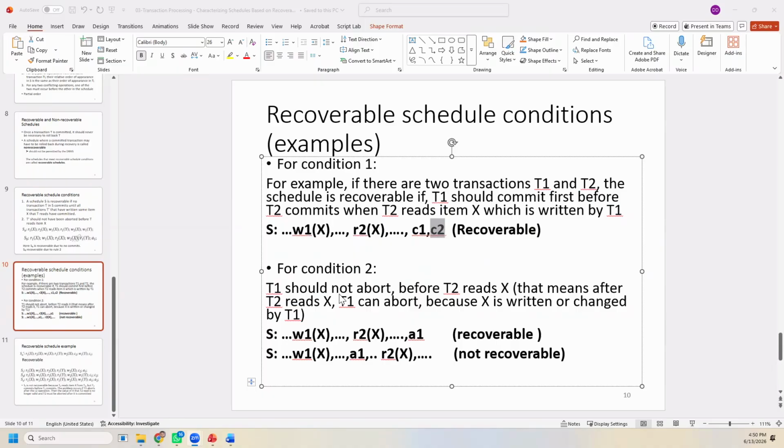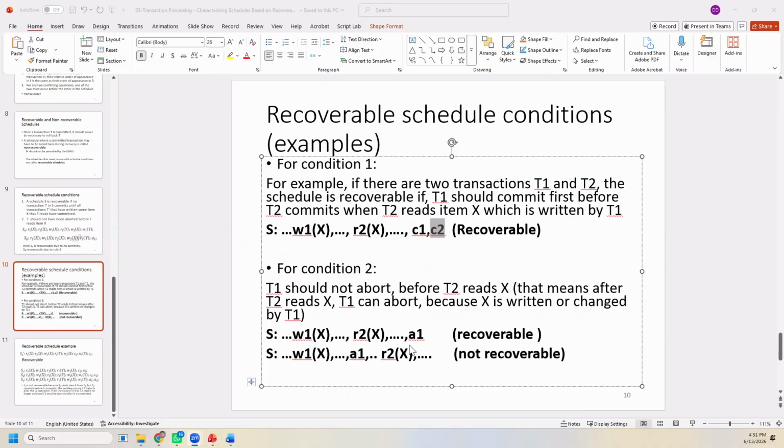For condition 2, T1 should not abort before T2 read X. That means after T2 read X, T1 can abort because X is written or changed by T1, right? Here, X is written by T1. Then X is read by T2, right? T2.